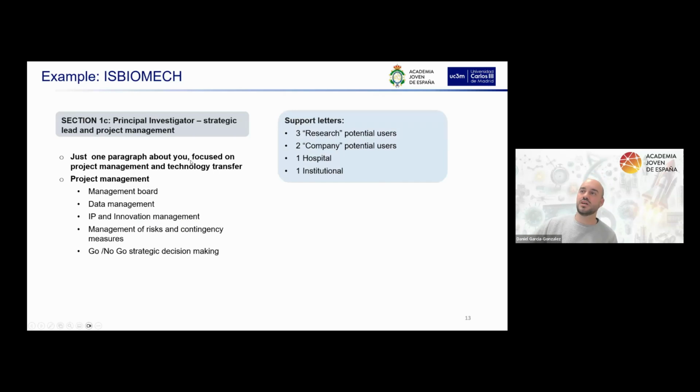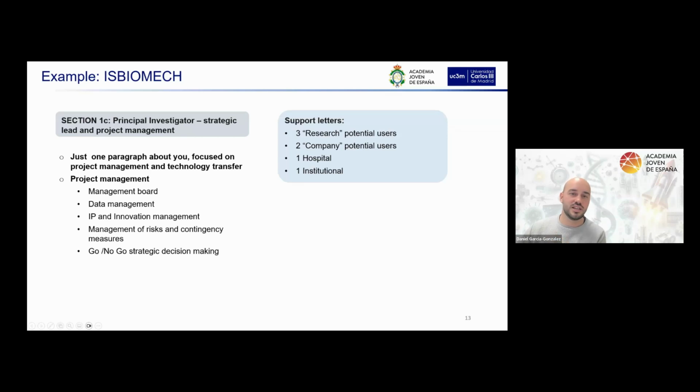And then you have this last part related to the principal investigator, strategic lead and project management. So I will show you now some comments from the reviewers. In the first one, I talked a lot about me, how good I am, etc. I recommend stating just one paragraph about yourself and focusing more on tech transfer. At this point you have already got an ERC, so you have already demonstrated that you are a good scientist, right? So it's more about focusing on project management and technology transfer.